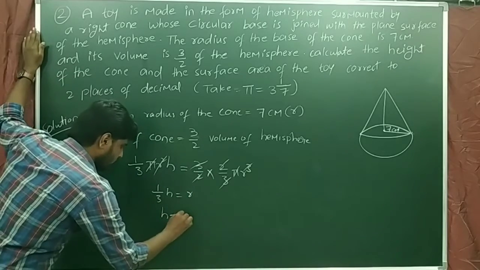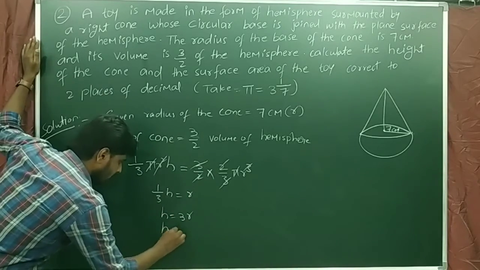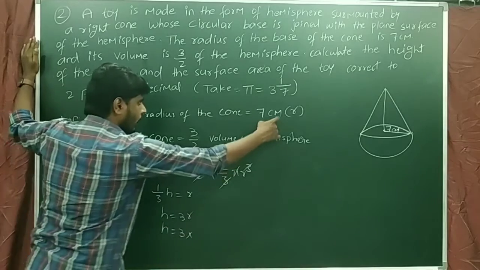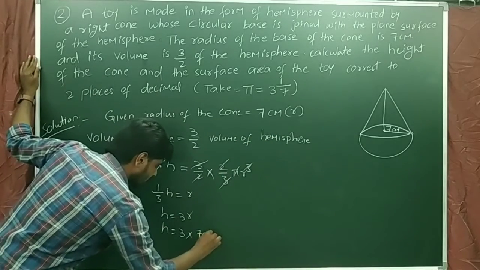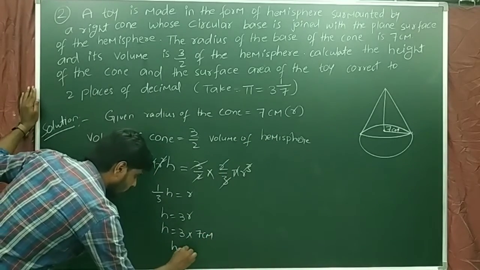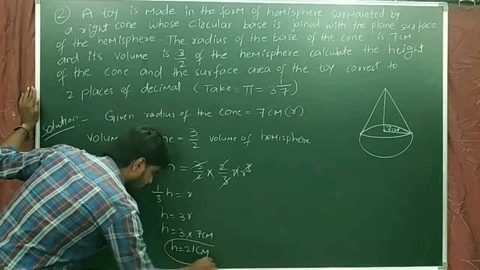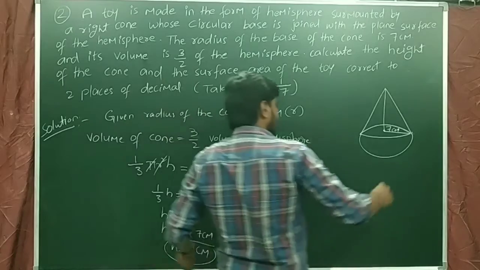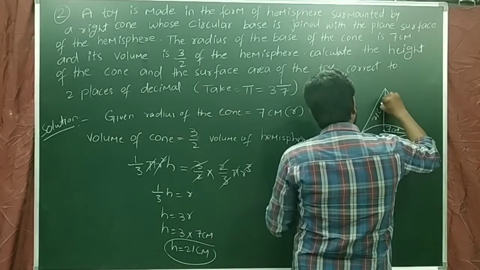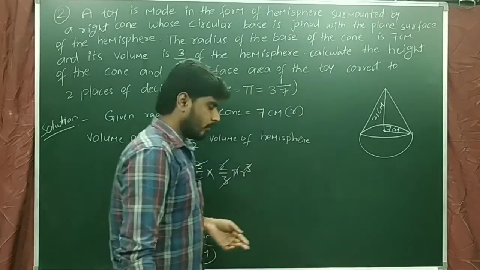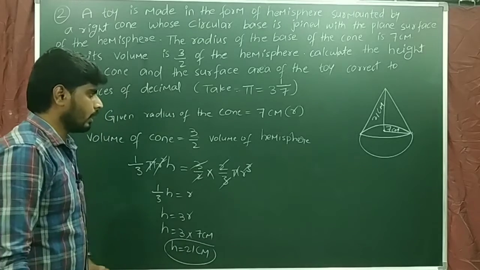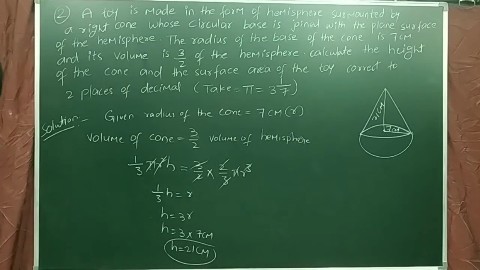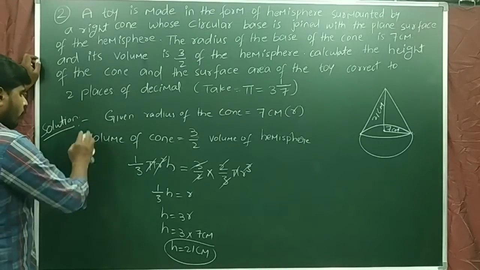So h is equal to 3r, h is equal to 3 into r value, we have 7 centimeters. So h is equal to 21 centimeters. So here we got the cone height. So this is 21 centimeters we got. Okay, so the height of the cone is 21 centimeters. Okay, right. Now we have to find the surface area of the total toy. Okay, right. I'm going to erase here.